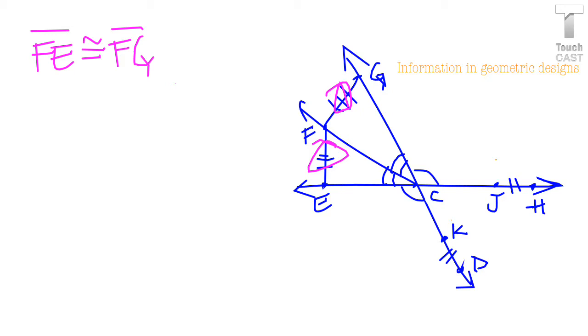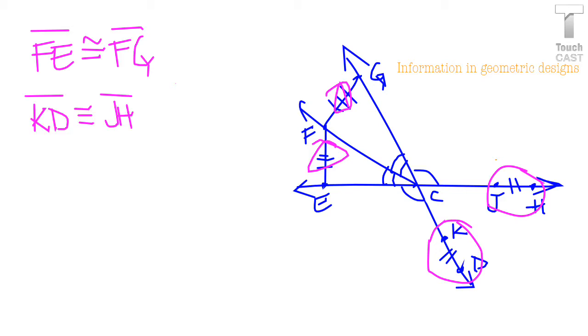Continuing on with the segments, I can see that I have KD and JH. They both have the same markings, so they also must be congruent. And that's all for the line segments.